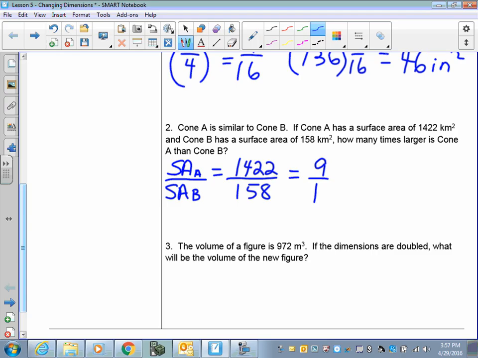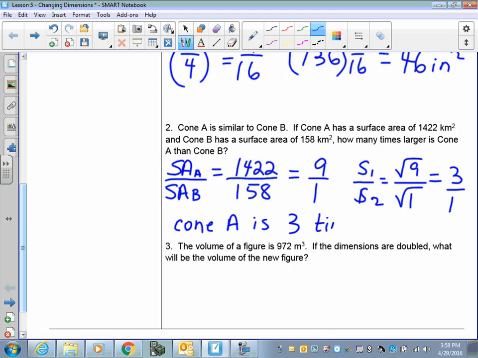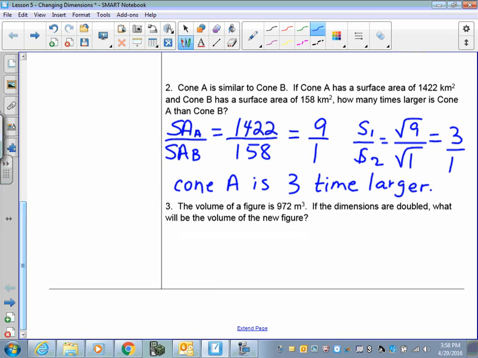And then if I want to know what the scale factor is, I'm going to take the square root of 9 divided by the square root of 1, and that's going to give me 3 to 1. So that tells me that cone A is 3 times larger. I had the surface areas, so I had to take the square roots of those to find the scale factor.